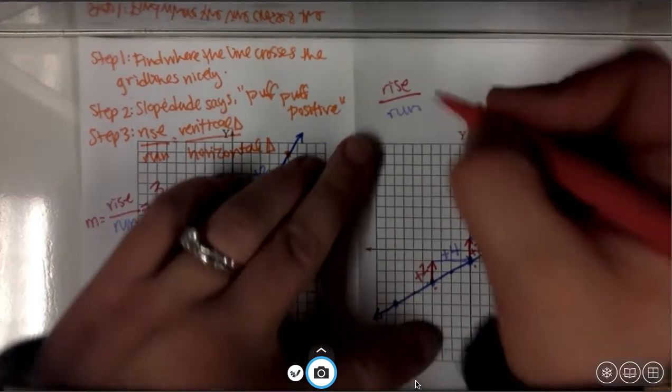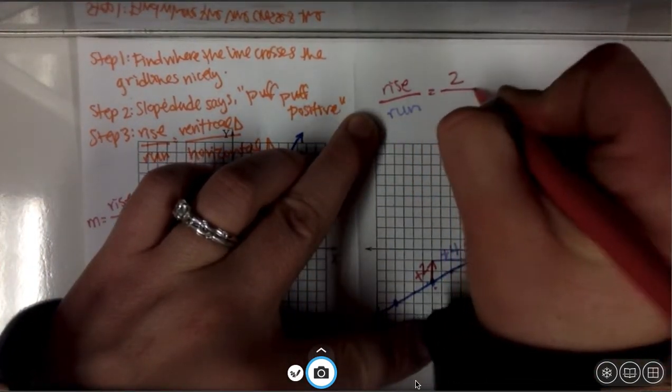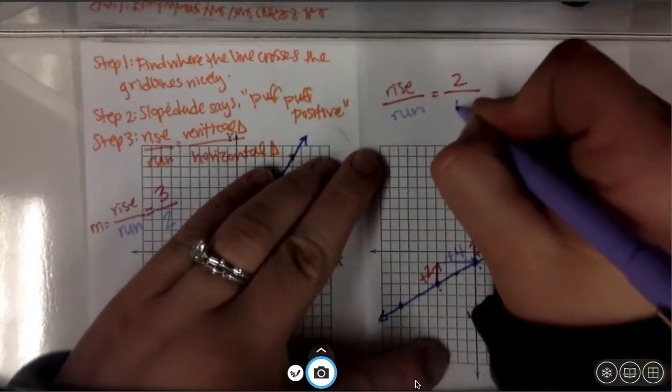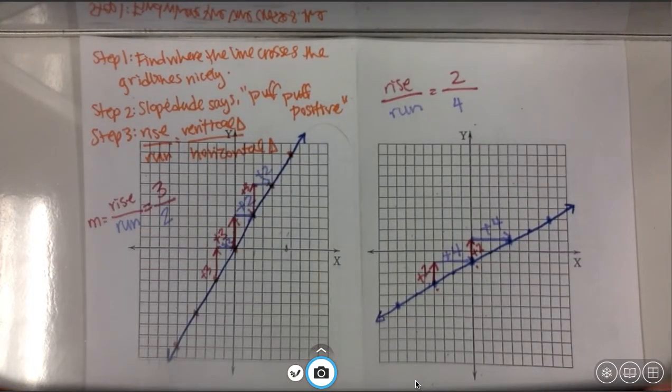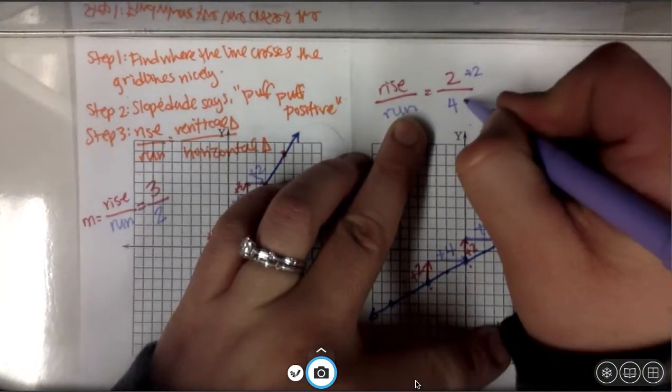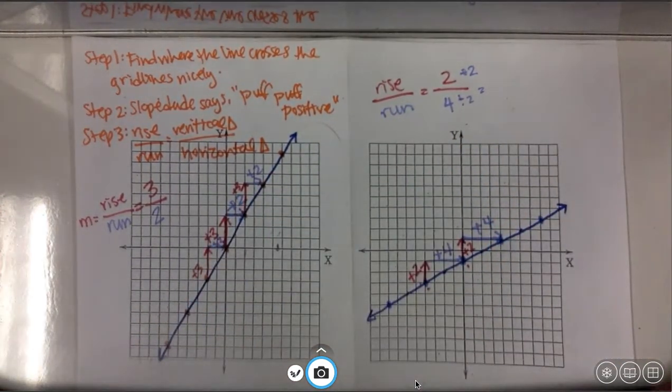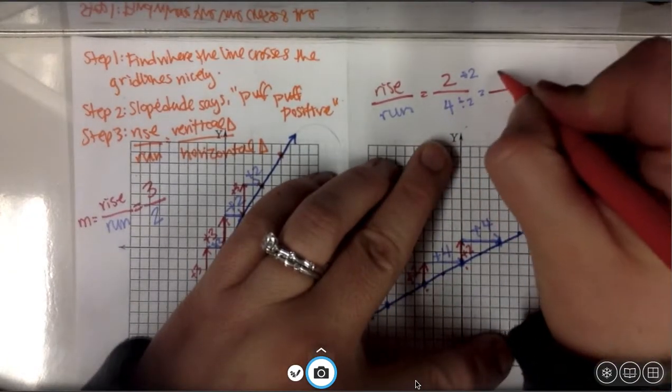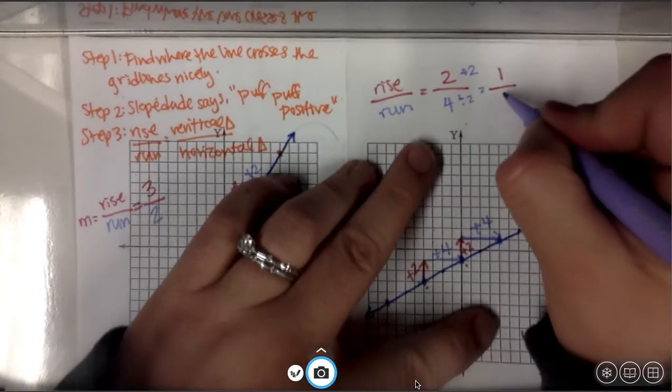So my rise over run, I could say, is 2 over 4, which technically is a fraction that I can simplify, right? I could divide by 2 on the top and the bottom. So I could really write this as a rise of 1 over a run of 2.